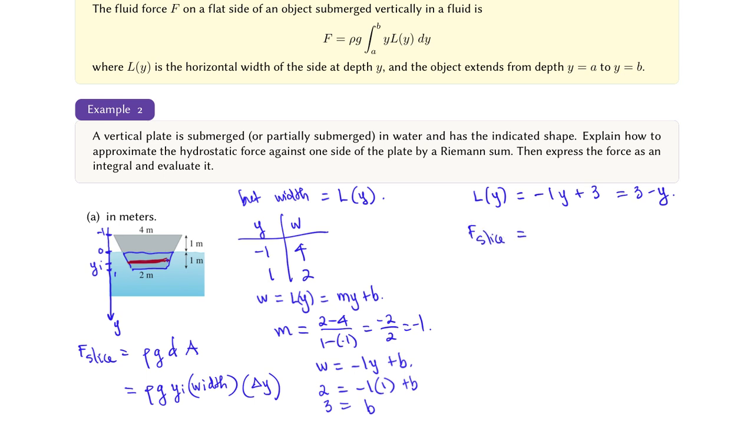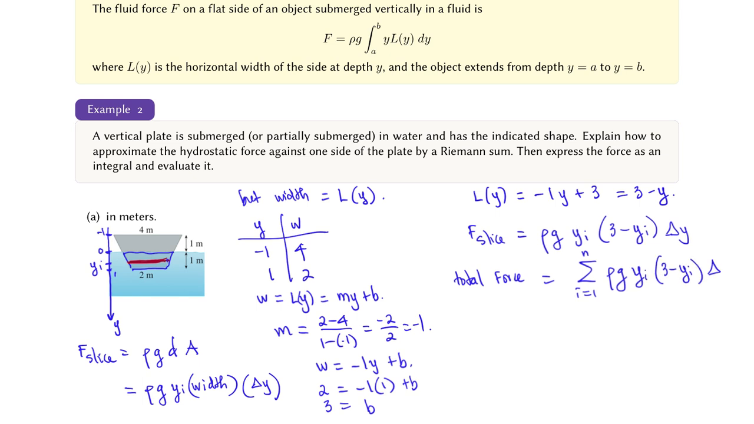The force on the slice is rho g yi. The width is now 3 minus yi, and the thickness is delta y. This is the force on one slice only. The total force is the sum of the forces on all of the slices. We add these up from i going from 1 to n, rho g yi, 3 minus yi, delta y. There are n slices. As n goes to infinity, we obtain the definite integral.